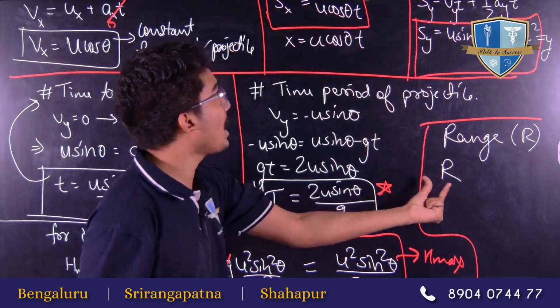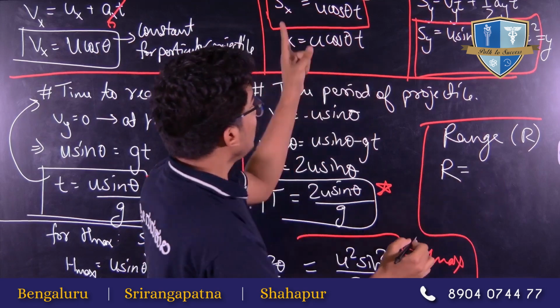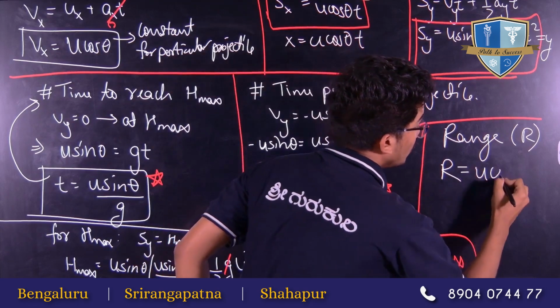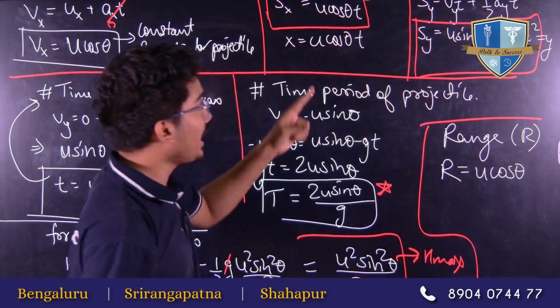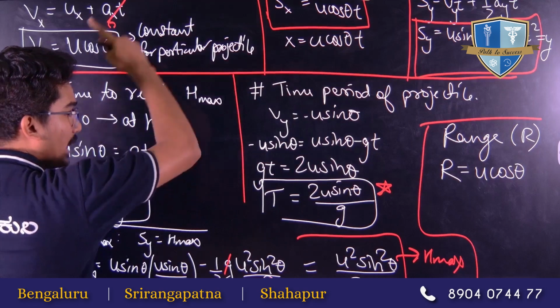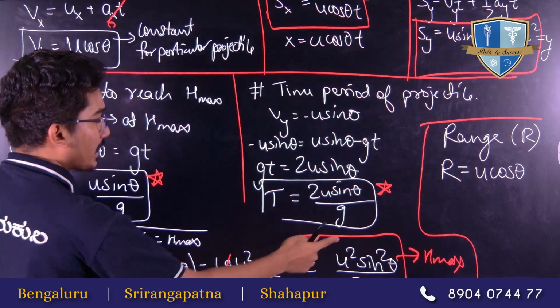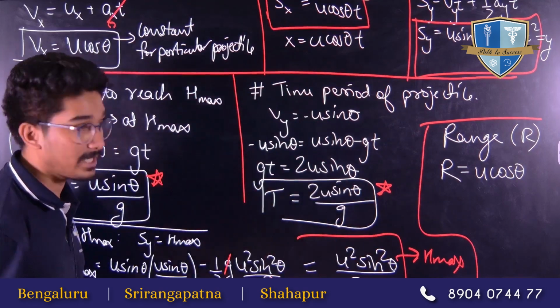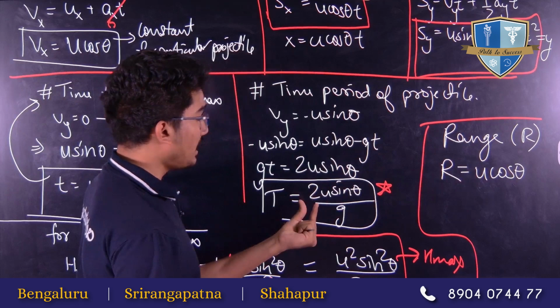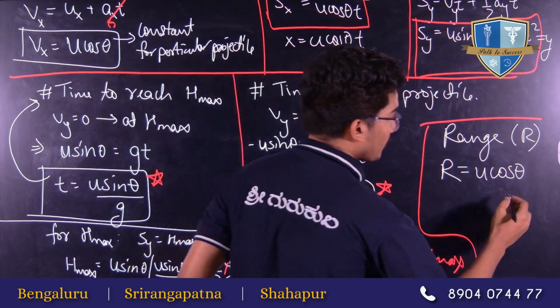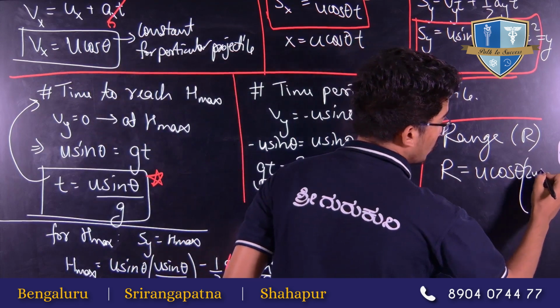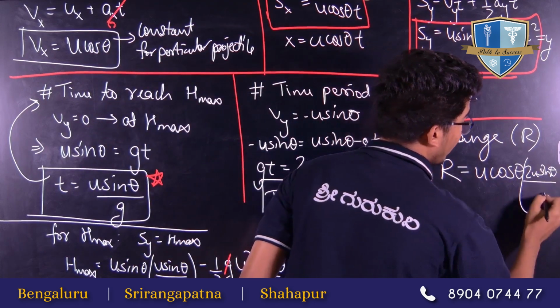So R is equal to u cos theta into time. To complete the entire range, what will be the time taken? Time taken will be the time period of the projectile. So instead of t, we will write 2u sin theta by g, so into 2u sin theta by g.